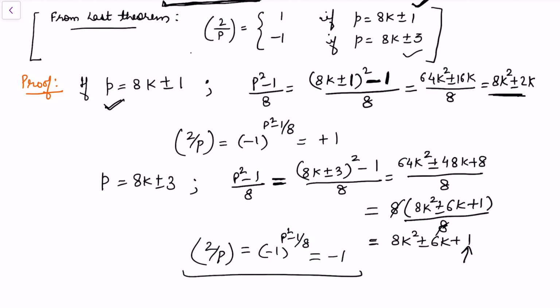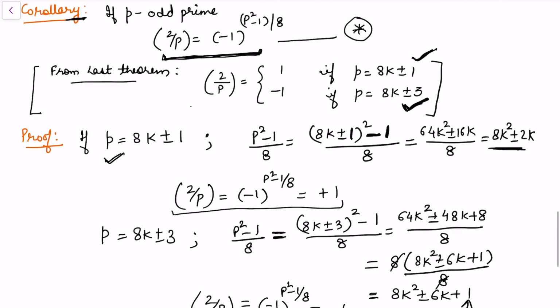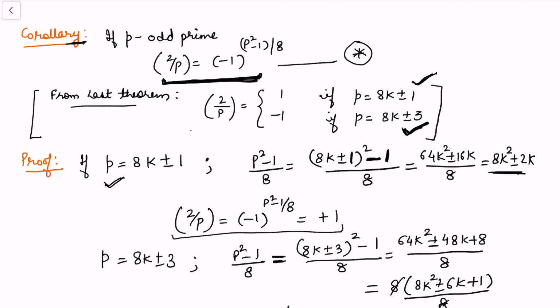So in both cases, it is appearing in accordance with the statement that we have given in the last theorem. And hence we can say that the star will always hold. So either both will be +1 or both will be -1. The star equation will always hold.